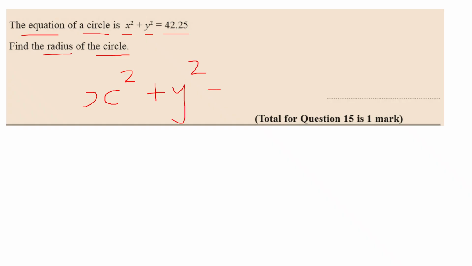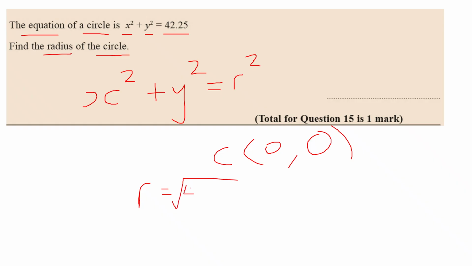It's always written in the format of x squared plus y squared is equal to r squared, and the origin is the center, (0, 0), and the radius is equal to r. So r squared is equal to 42.25, and r is equal to the square root of 42.25, which I'm going to plug into my calculator here.